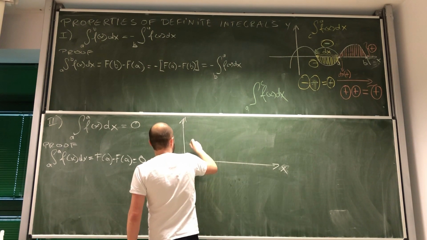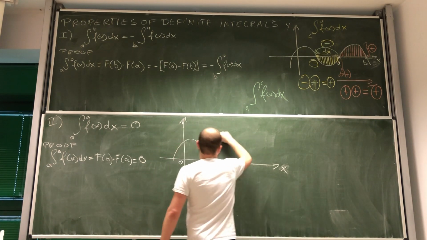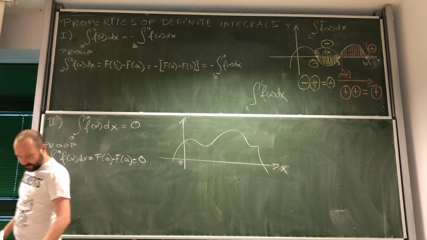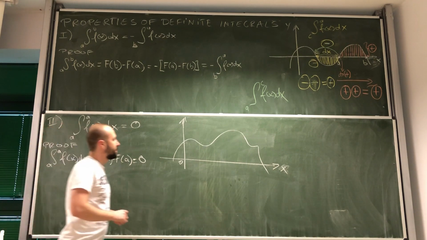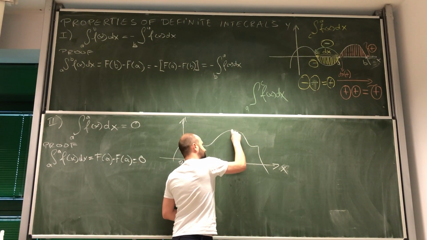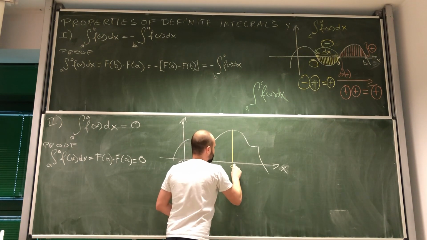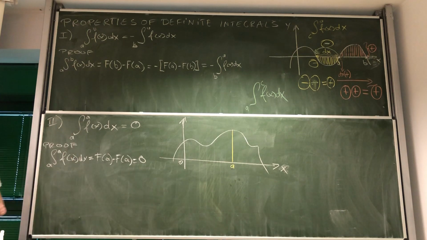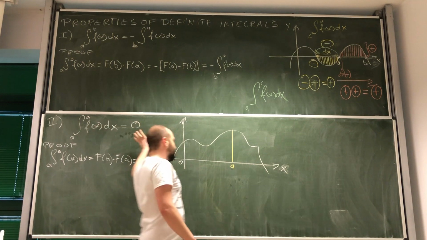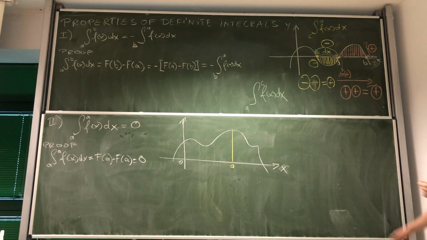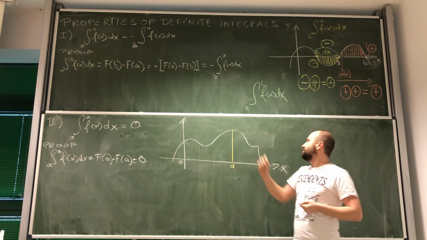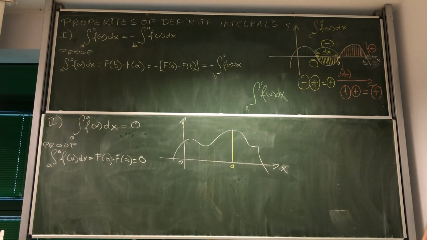Okay, so look, we've got some function, and I'm interested now in the area below this function above a. Even the usage of definite integrals, and even the definition of the definite integral, is showing us that this should be 0. But I see something here clearly.